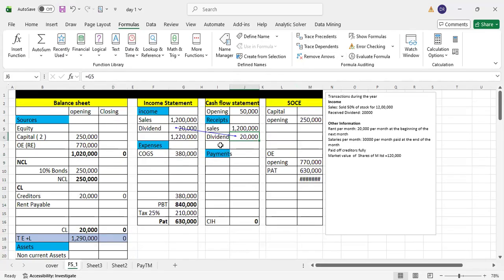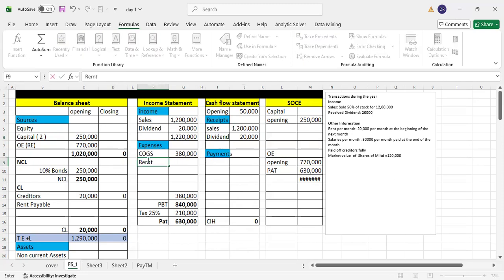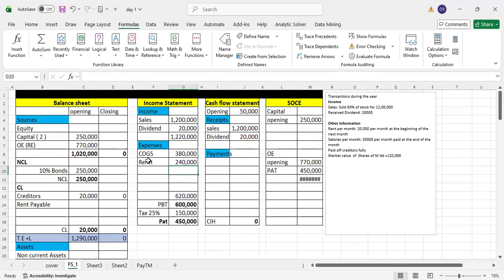So there is an increase in the cash and an increase in income to that extent. Rent for the period is 20,000 per month into 12 because our accounting period is 12 months, because of the accrual principle. But how much are we paying? The current month's rent is paid at the beginning of the next month. So during this year, from April to March, by the end of March, you only pay 11 months' rent. Therefore, the actual payment of rent is 20,000 into 11.